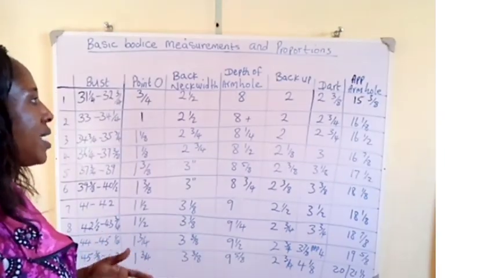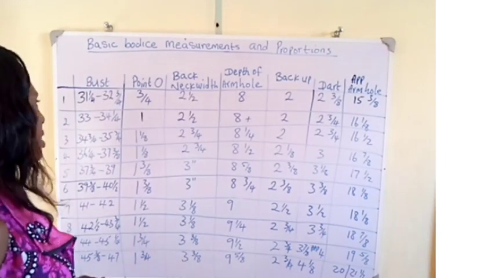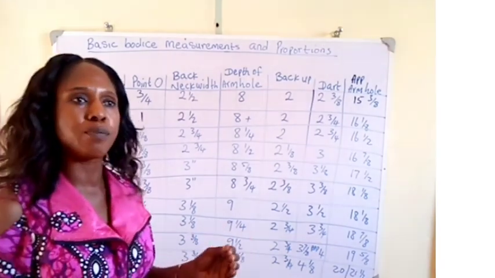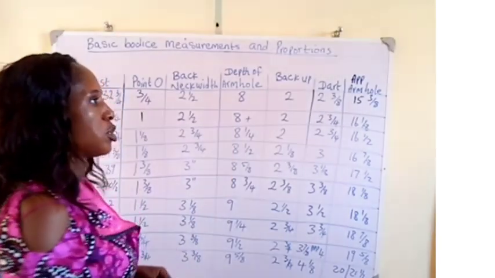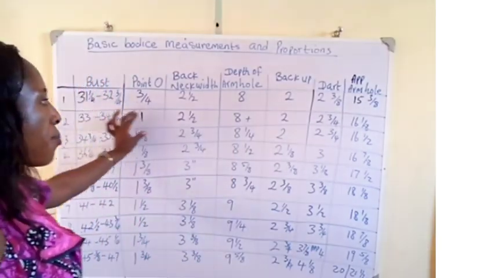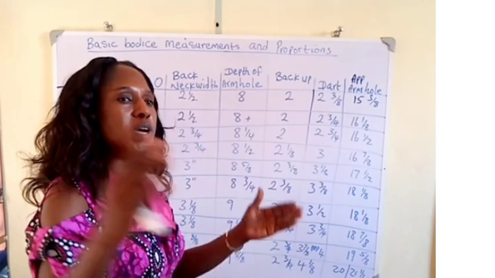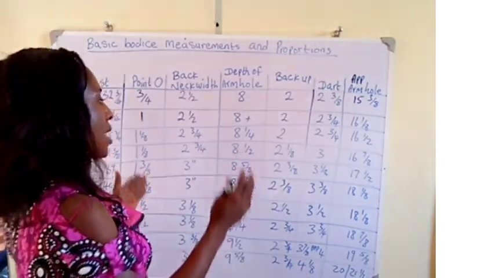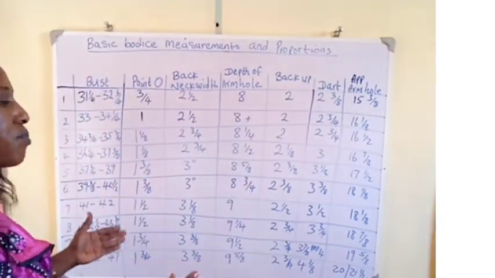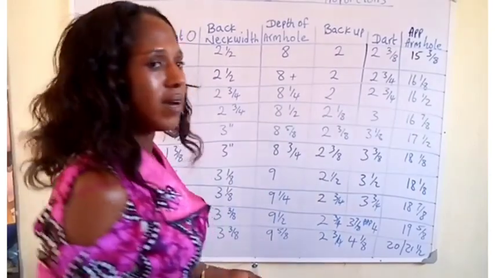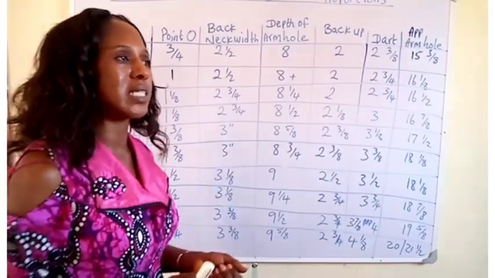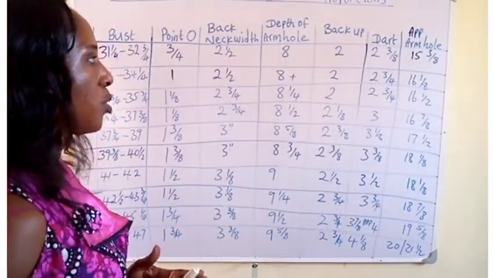Now, having explained that, whenever you want to draft a basic bodice, come to the table of proportion, pick the bust size, copy out all the proportions, and then with your actual measurement, you can begin to draft your basic bodice with ease. Now, let's talk about the various bust sizes and their proportions.